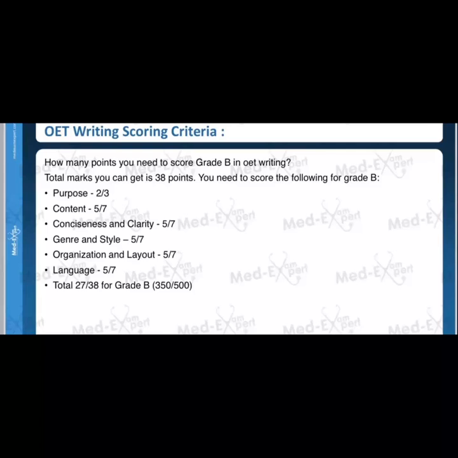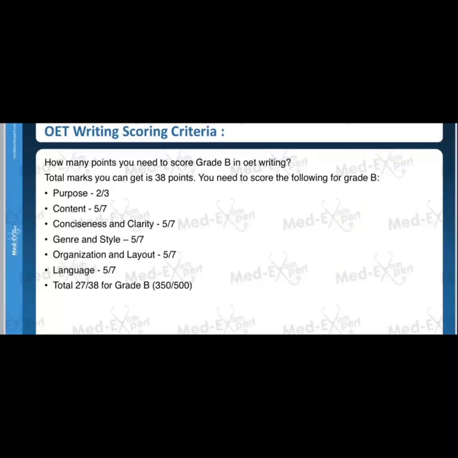But what do these factors mean? What is purpose? What is content? What is genre and style? What is organization and layout? An aspirant who is a new test taker, at the beginning of taking the OET exam, doesn't even know what these factors are. That's the biggest reason for failure in the OET writing module, because it is easy to pass reading and listening just by solving the exercises. But for the writing module, this is the major cause of failure for a lot of aspirants, because they don't even know what these terms mean.